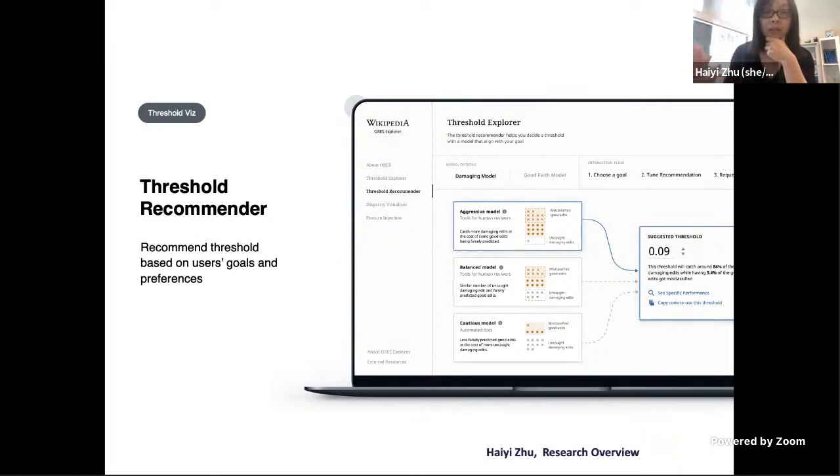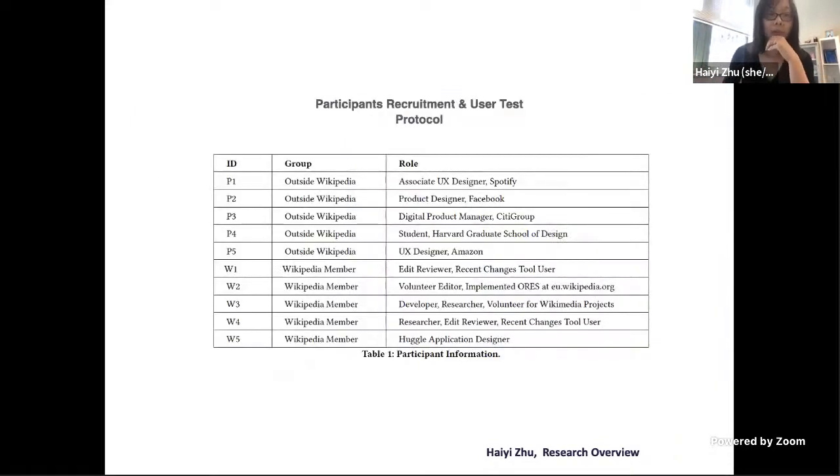So in order to evaluate this visualization system, we recruited 10 participants, and 5 participants are from our Wikipedia community members, and they are editors, and some of them are developers of the tools. And one of them, I remember, is a Huggle application designer. And we also included 5 participants who are outside the Wikipedia community. So we want to see if there is any difference between the Wikipedia members and non-Wikipedia members when they interact with the visualization system.